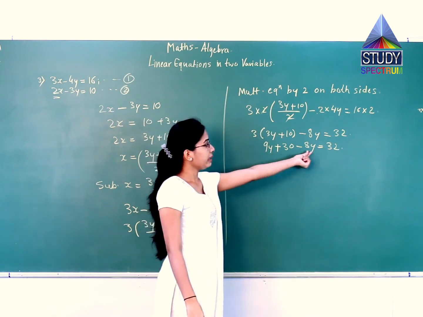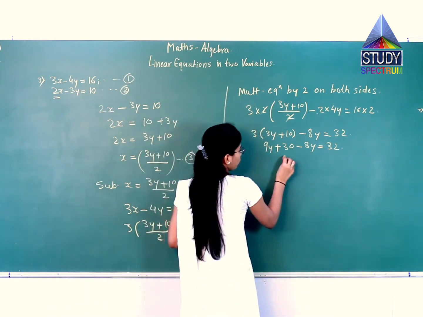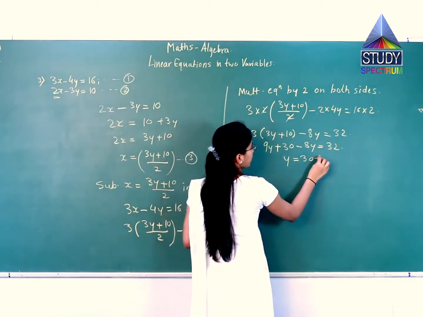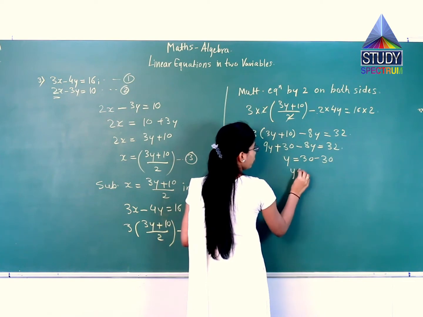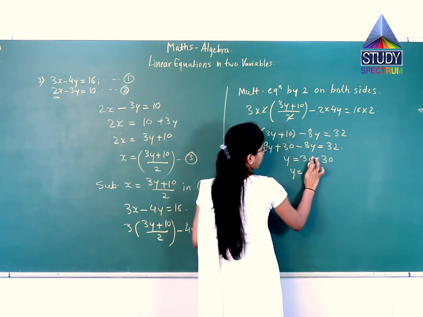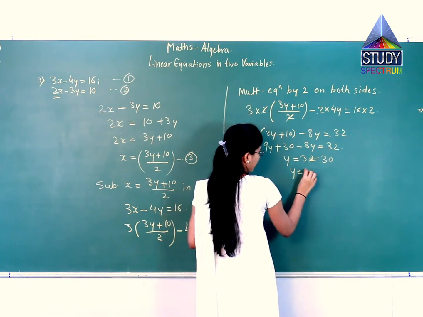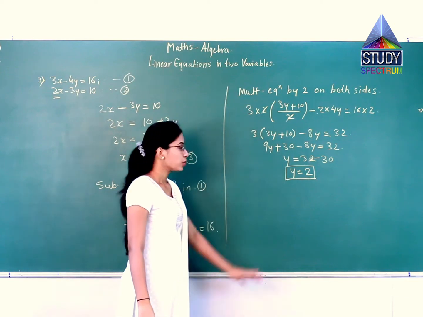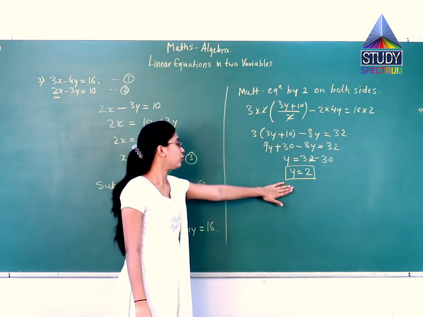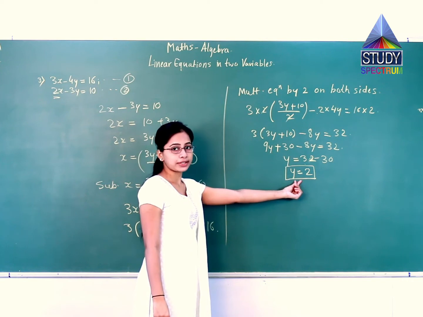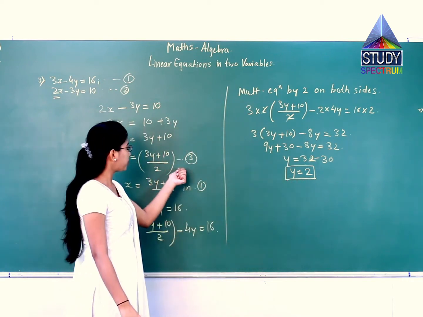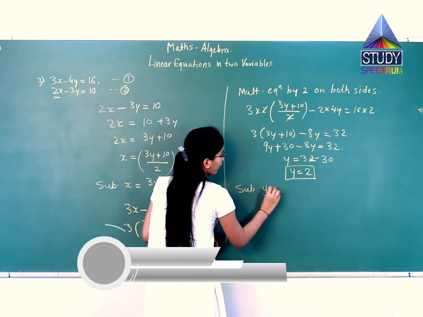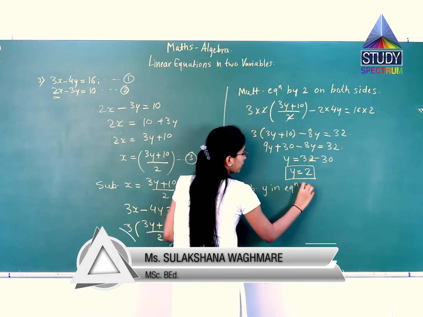So 9y minus 8y, so 1y, you need to write 1, and here 32, this plus 30 will get subtracted, and y you will get, yeah, it was 32, so after subtraction y you will get 2. So you can see easily we got the value of y here. Now we can substitute this value of y in equation number 3, so we will get x directly. So substituting y in equation 3.